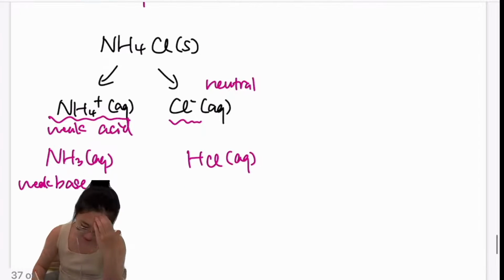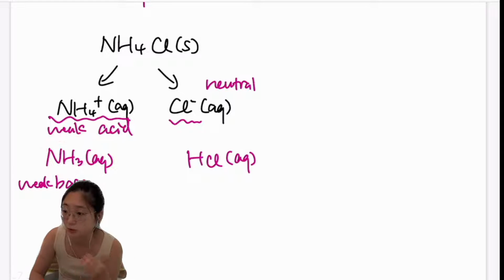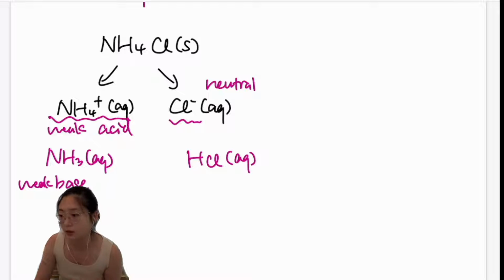Ammonium and ammonia again. So NH3 is ammonia, which is a weak base, and ammonium is a weak acid. Sometimes in the toilet it doesn't smell good. That smell, the smell of urine, is actually ammonia smell.